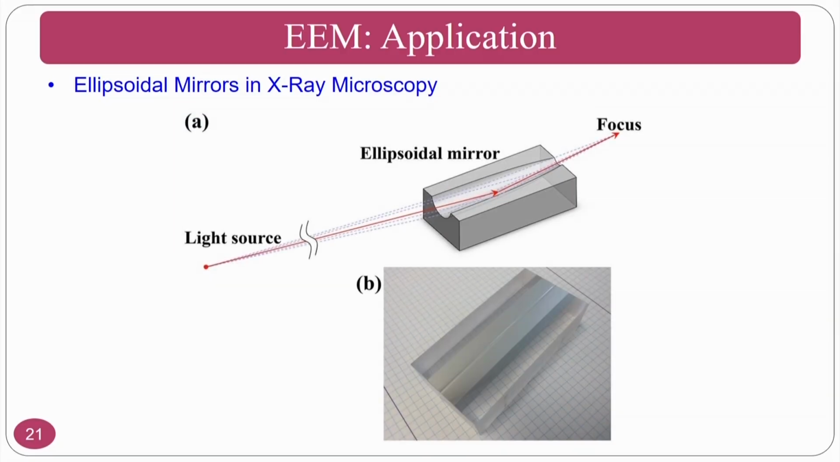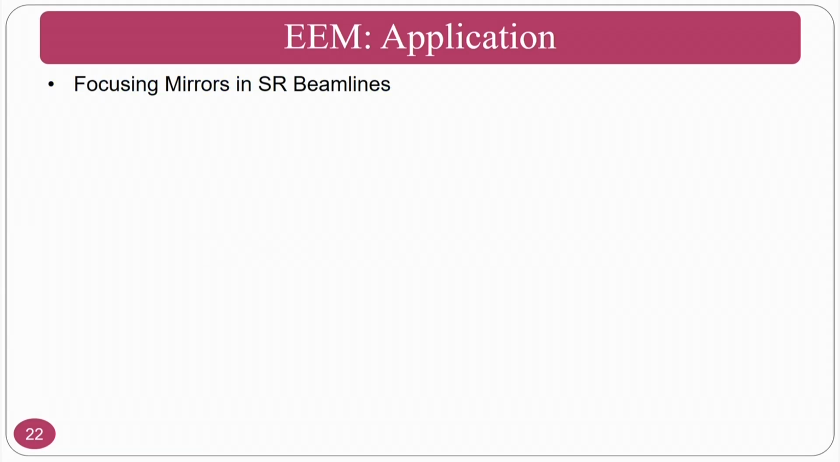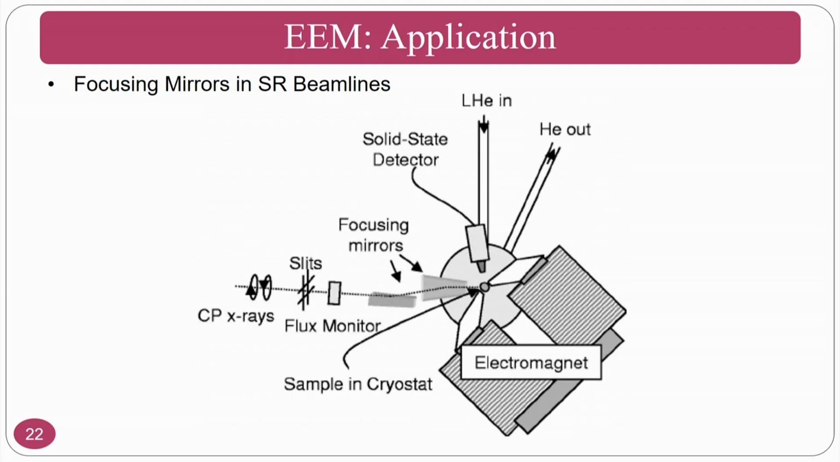Ellipsoidal mirrors in X-ray microscopy, you can do the finishing operation. You can see there will be a gradual change in the curvature, and these curvatures can be machined by the elastic emission machining process. And in the SR beam lines also, the focusing mirrors are machined by the elastic emission machining process.